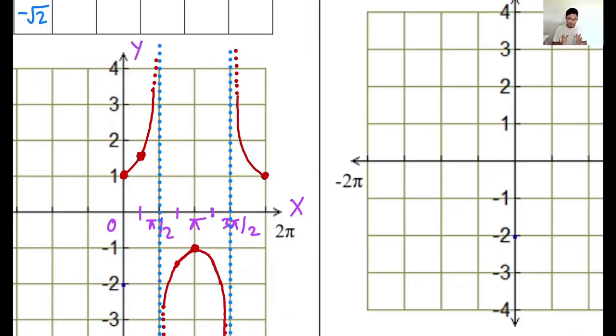This is the graph of secant on its fundamental period, you can say, between 0 and 2 pi. But now, for the sake of completion, let us try to extend it. You can see clearly what happens here. It is going to be like that.